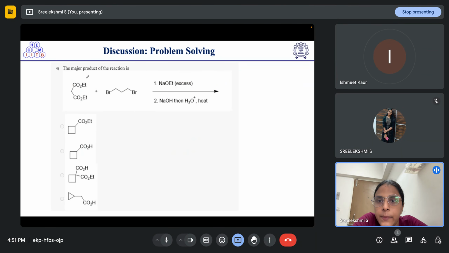Now this one, the major product of the reaction. So this is an active methyl compound and this 1,4-dibromo compound. First we are treating with this excess of sodium ethoxide, then NaOH and hydrolysis followed by heating.